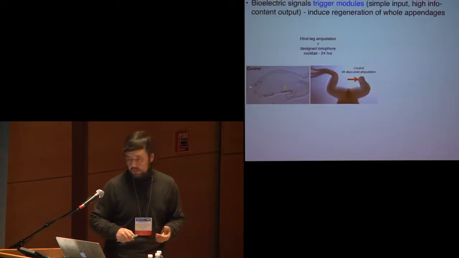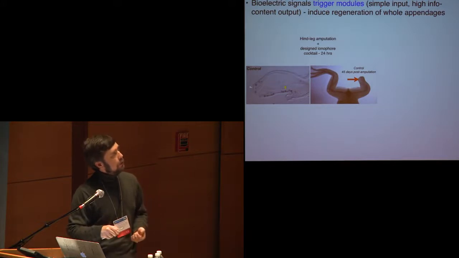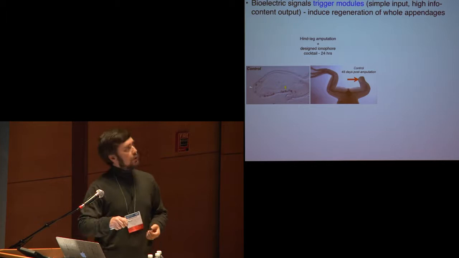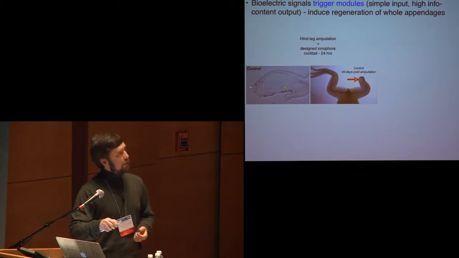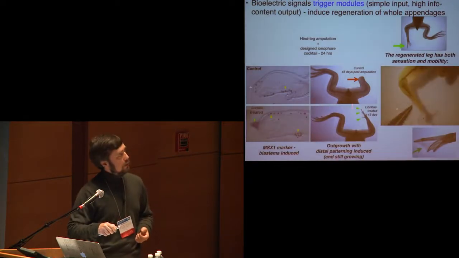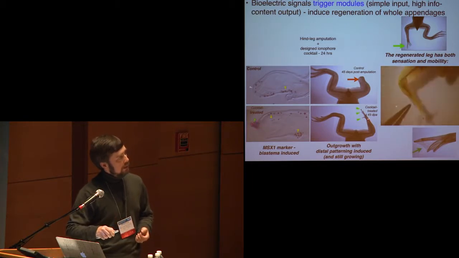And so here's another example where we're working on leg regeneration. A frog, unlike a salamander, does not regenerate its limbs. After amputation, 45 days later, you either get a spike or nothing. What we can do is apply a cocktail that adjusts the wound site to a particular bioelectrical state, turns on regenerative early genes like MSX1, and then it kickstarts the whole process of leg regeneration.